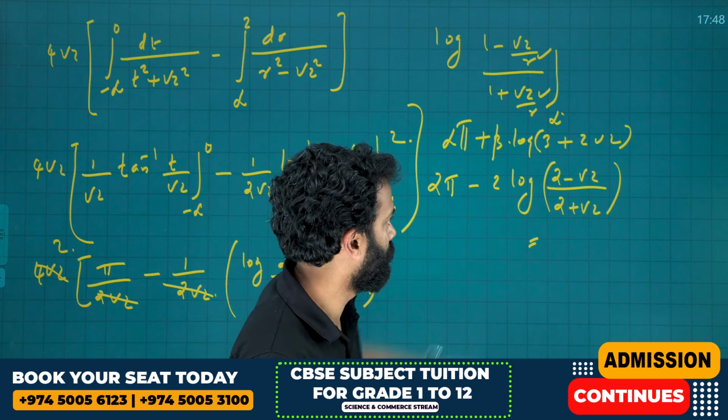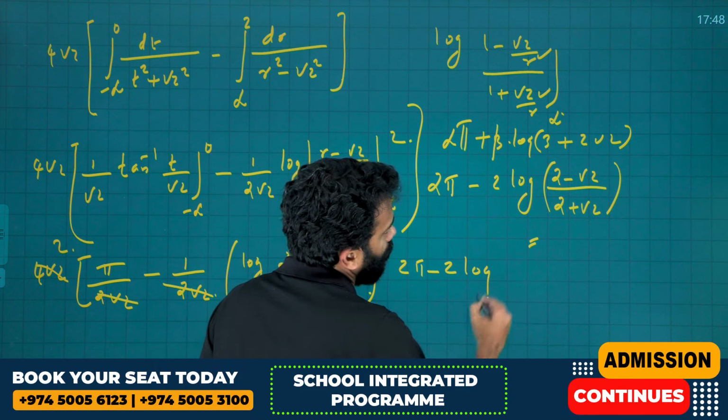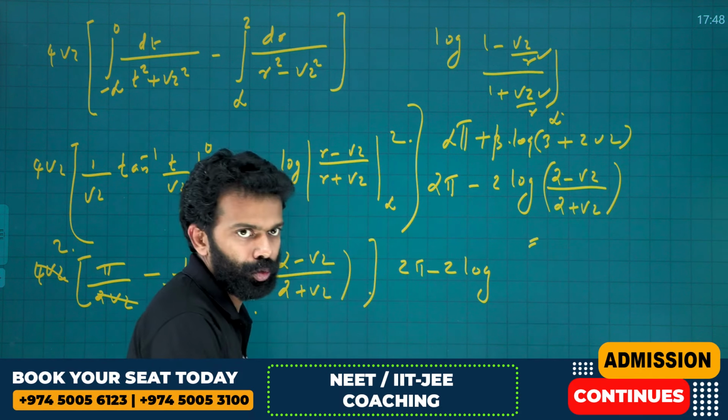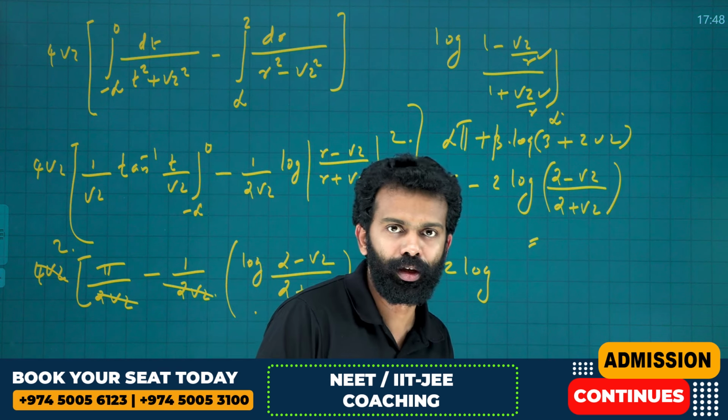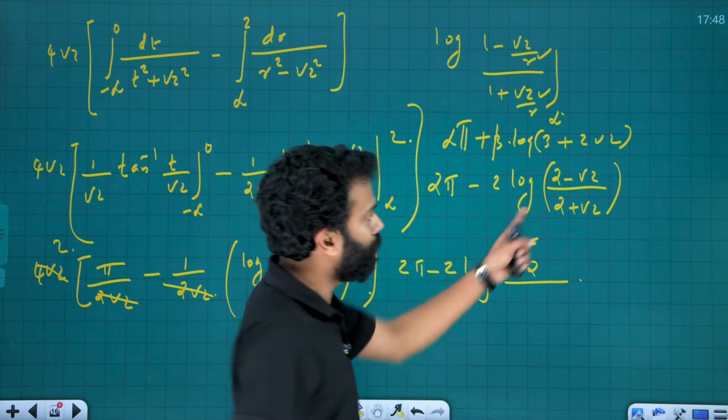Okay, here and here with 2 plus root 2. Therefore, it will be 2 pi minus 2 into log. If you multiply here with 2 plus root 2, it will be 4 minus 2, right? And what is 4 minus 2? 2 only. And here it will be 2 plus root 2 whole square.